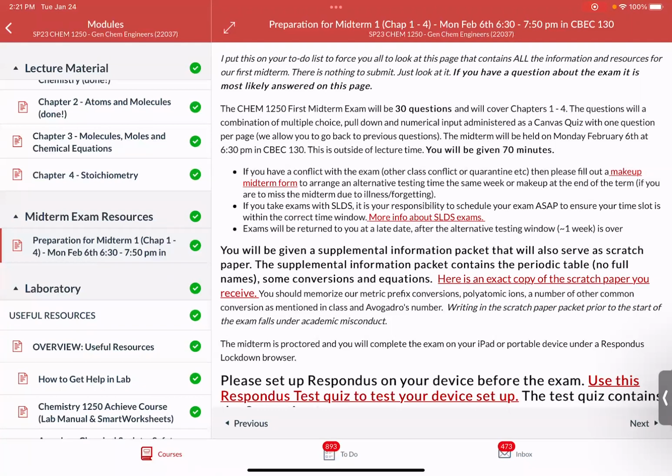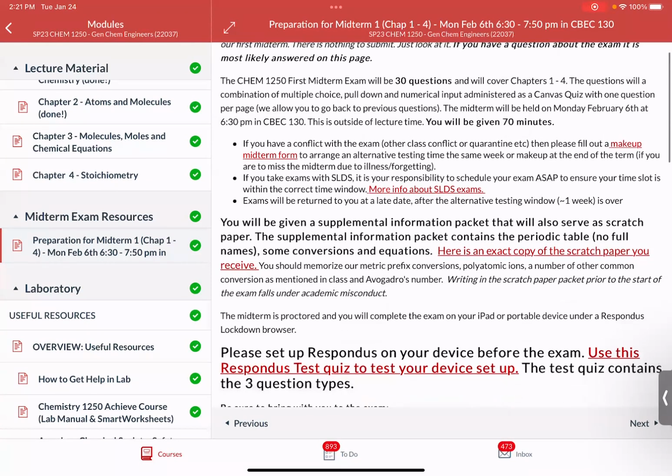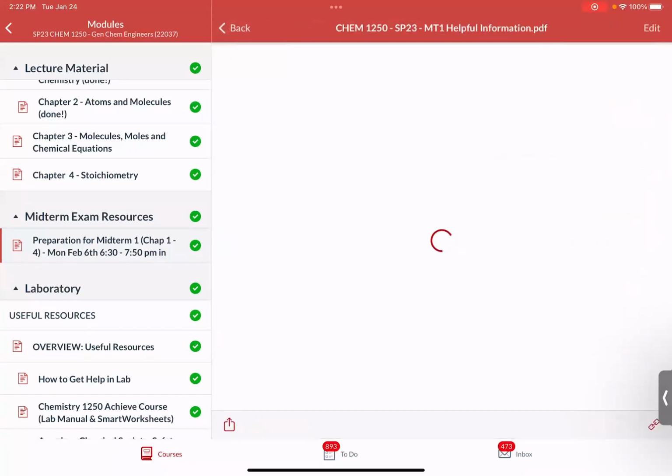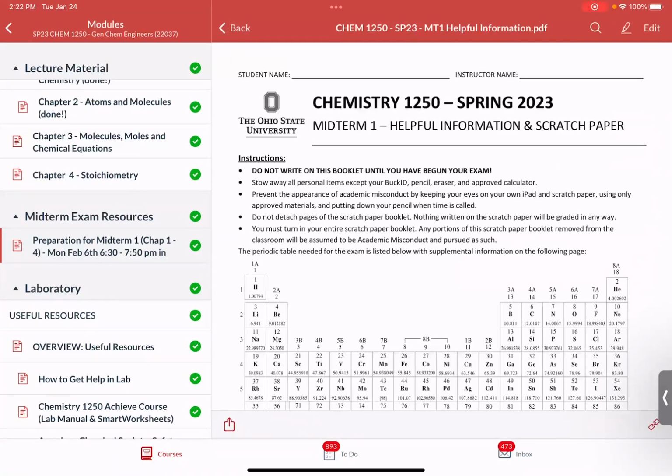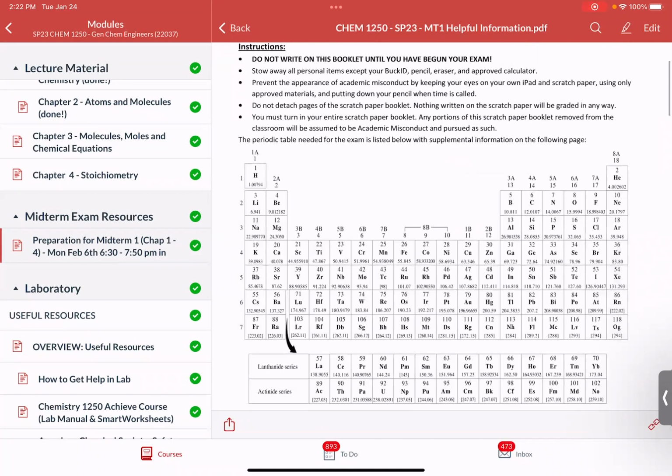You have to click on that page in order for that topic in your to-do list to go away, because all the information you need about the exam is on this page. It's kind of long, but I want all your questions to be answered here. Like where our exam is. Here's the exact copy of the supplemental information you will receive at the exam. It's the exact one. So you'll know exactly what information you will get on the midterm.